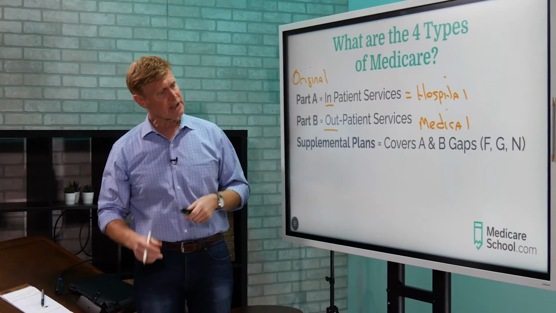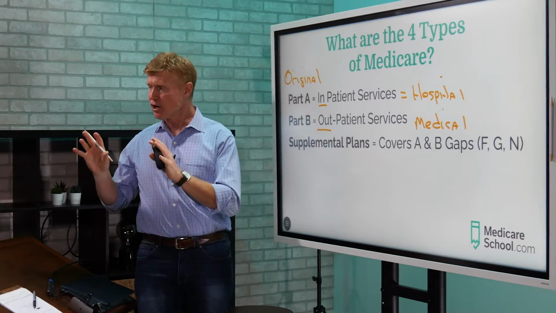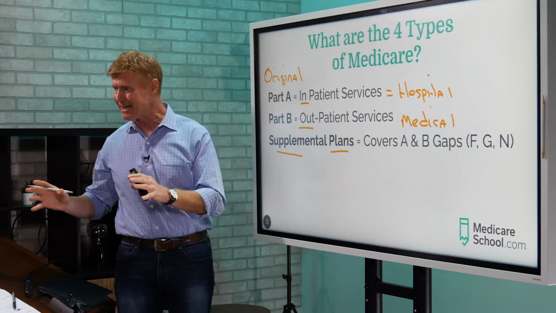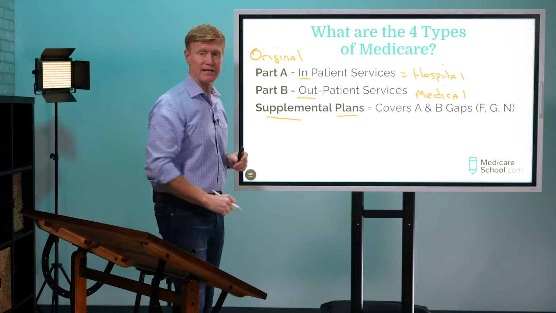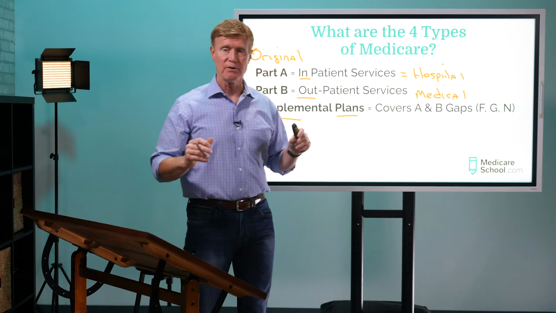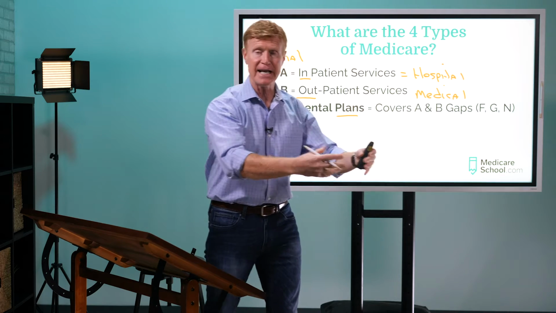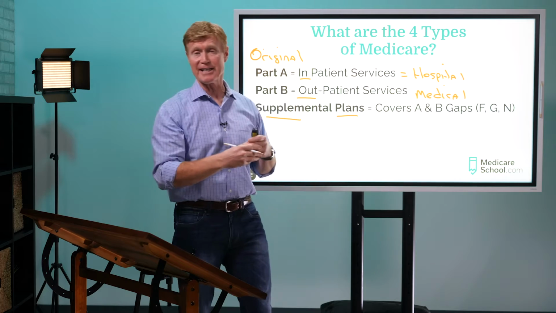So the majority of people, instead of just having A and B only, are going to typically buy a supplemental plan. These are also called Medigap policies. These are purchased from private health insurance companies, and of course what you're doing is transferring the liability of the gaps to that private health insurance company, and you're going to pay them a premium to take that liability.